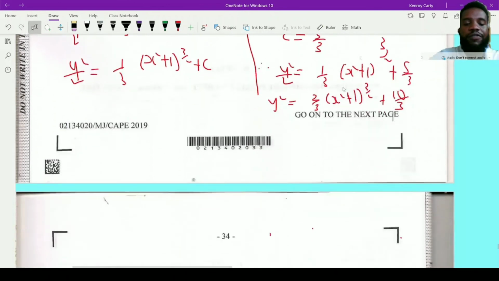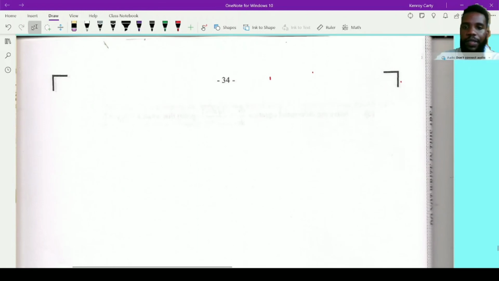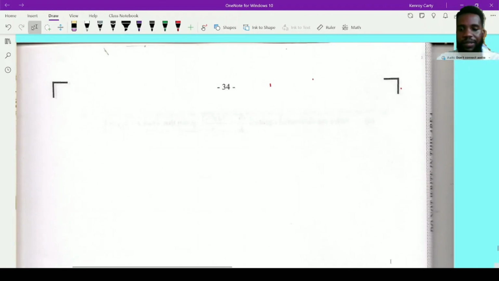Alright, so you just need to focus when doing these questions. And guess what, guys? That's the end of the paper. Keep the focus, work as quickly as possible, and you'll get the paper done. Alright, so that's the end of the 2019 CXC Cape Pure Mathematics past paper.